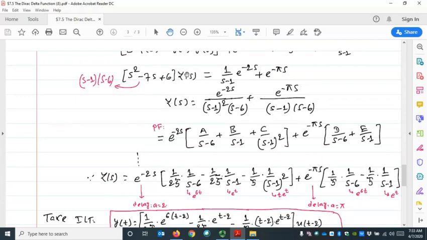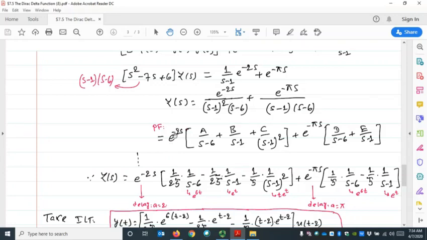So solve for capital Y of s. Capital Y of s equals e to the power negative 2s over s minus 1 square times s minus 6, plus e to the power negative pi s over s minus 1 times s minus 6. So I'm at this step now. Then we use partial fractions to simplify this fraction.